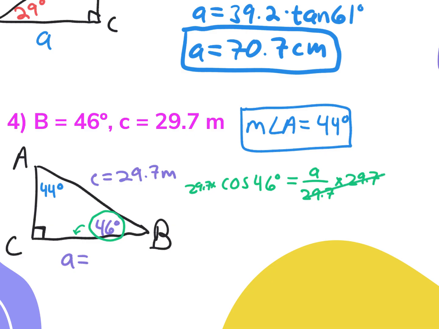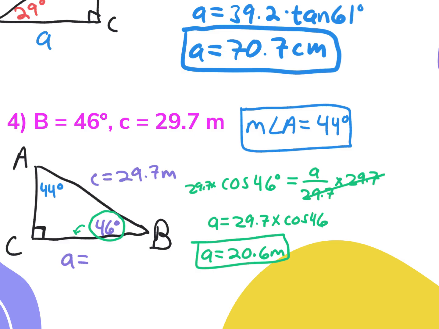All right, these cancel out. We get A is 29.7 times cosine of 46. And then again, you're just going to type that in your calculator to get your answer. And it looks like we get A is 20.6 meters. All right, are you okay with that?